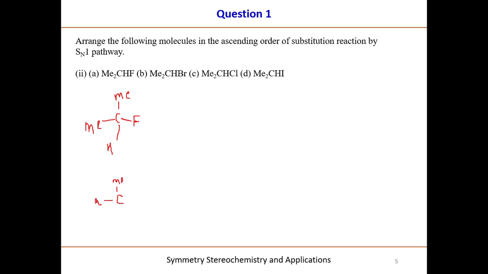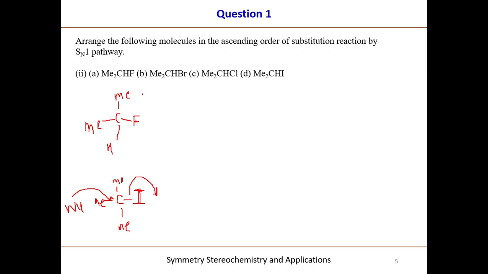If we talk about the SN2 reaction, the SN2 reaction is a one-step reaction. Bond making and bond breaking take place simultaneously. In this case, iodine has a bigger size compared to fluorine. Iodine size is more compared to the fluorine one, so it's a good leaving group. So when the nucleophile attacks here, because it's a good leaving group, it leaves easily.